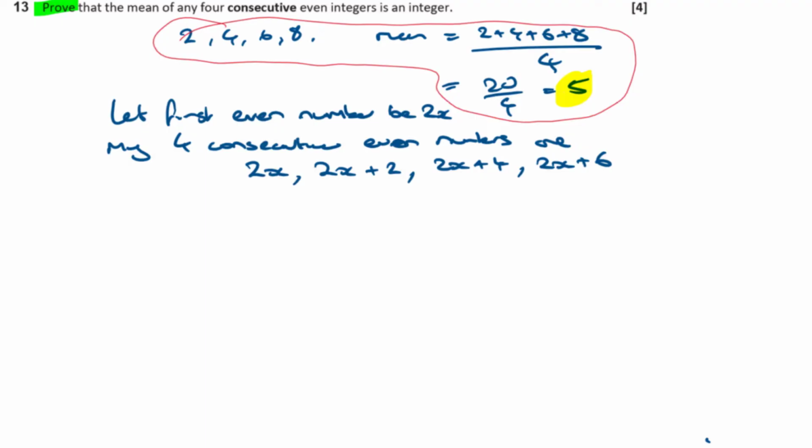Okay, so what's the mean of those numbers then? So then the mean is going to be those 4 numbers added together divided by the total number of numbers, which is 4. So I'm going to take my 2x and I'm going to add on the 2x plus 2 plus the 2x plus 4 and the 2x plus 6.